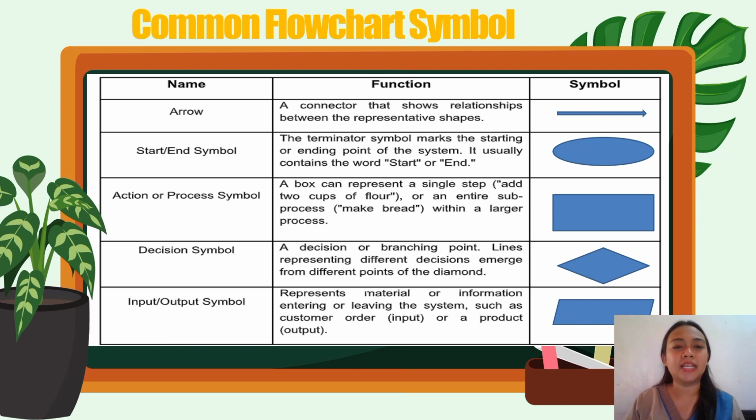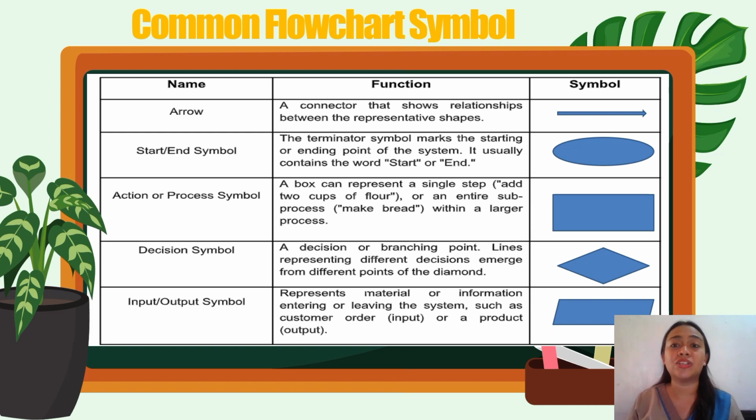The first one is the arrow. A connector that shows relationship between the representative shapes. So, siya yung nagko-connect or nag-link into the different shapes na yung mga shapes na iyon ay may kanya ring function. So, the next one, for the first shape is the start or end symbol.